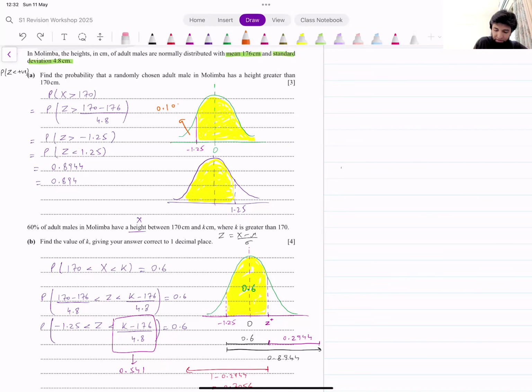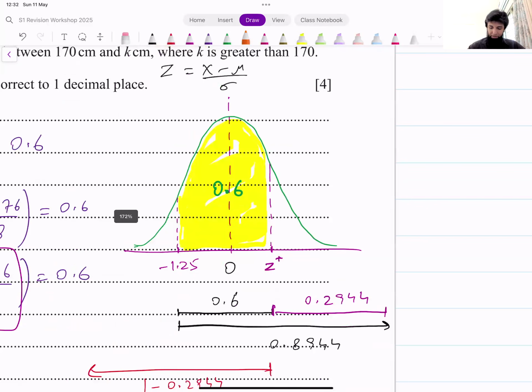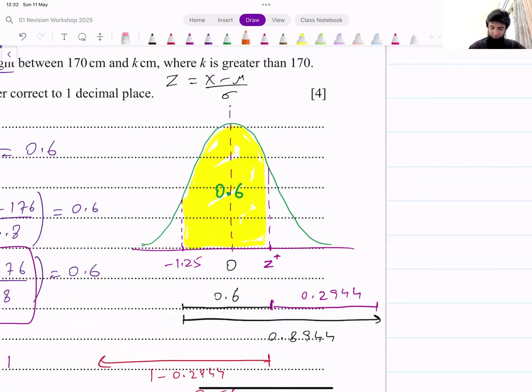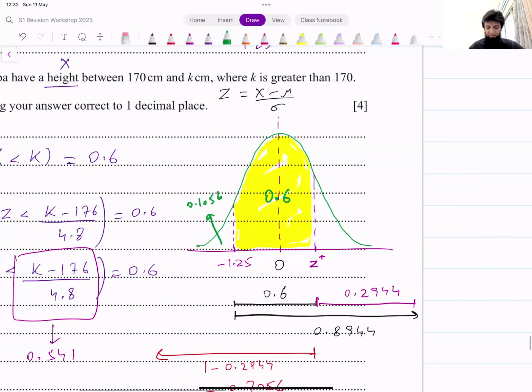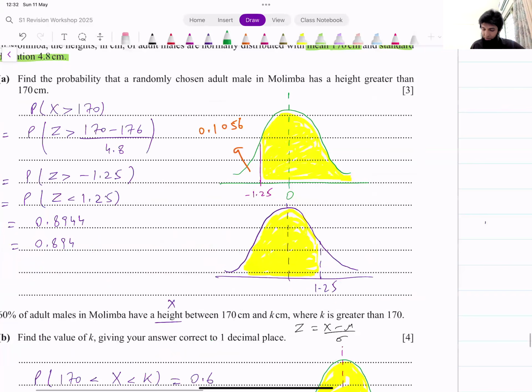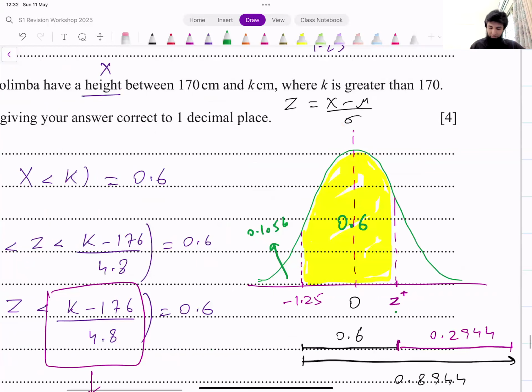So it's 0.1056. This area is 0.1056. If this is 0.1056, then what's the total area to the left of the Z value? What's this total area? This total area is this plus 0.6, and that will give you 0.7056.